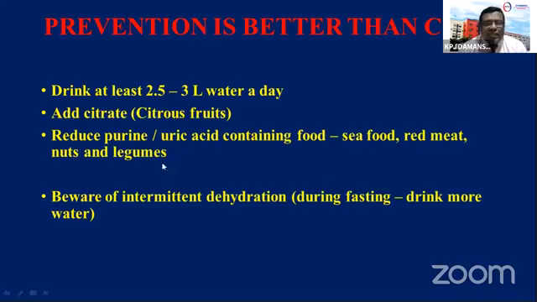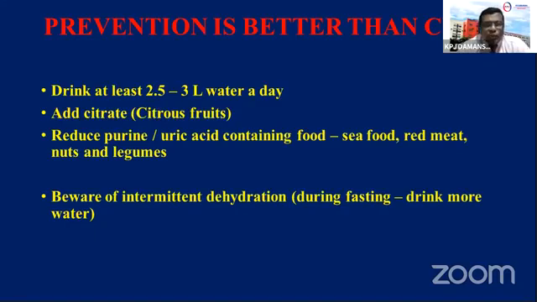If you want to, you can add citrate. Citrate is in all the citrus fruits: orange, lemon, lemonade, lime. Citrate has been shown by evidence to prevent aggregation of the crystals. That means it prevents the crystals from forming together to form the stones. So citrus fruits are the best so far.